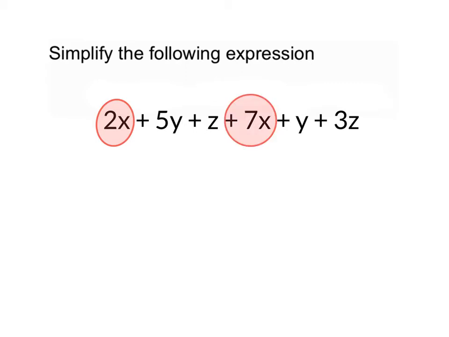So you'll see I've done it around 2x and 7x. I'm going to put triangles around my y's, again including the signs in front. I'm going to change colour here as well. And then I'm going to put squares around my z's. And again, I'm going to change colour, but you don't necessarily need to.